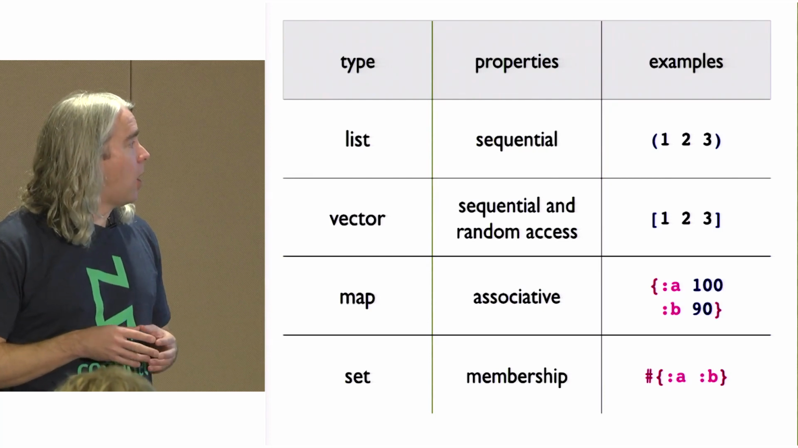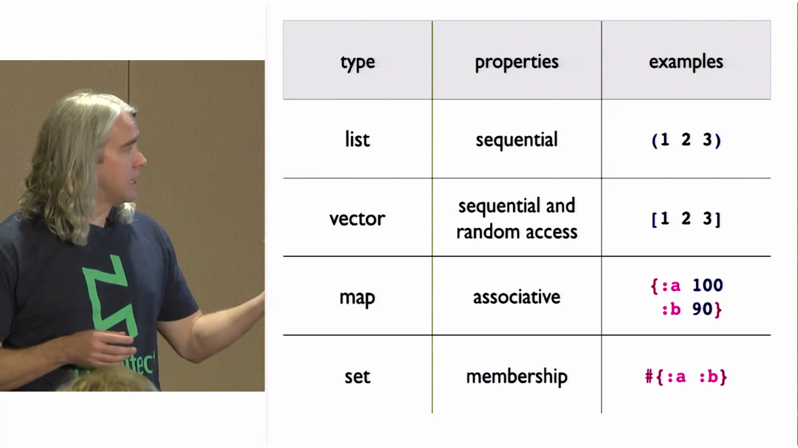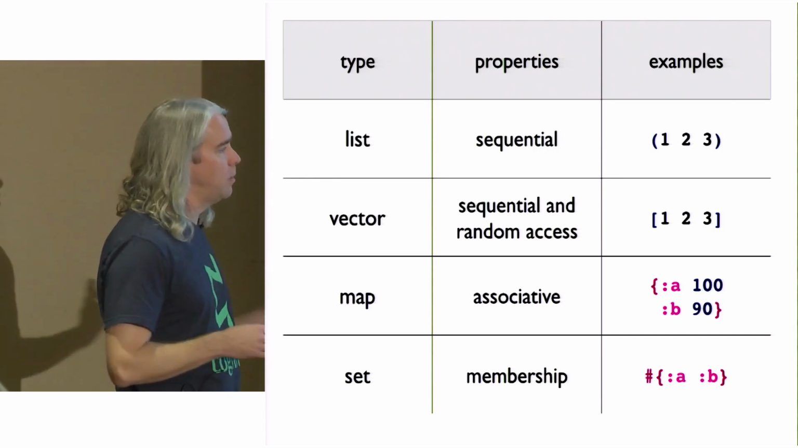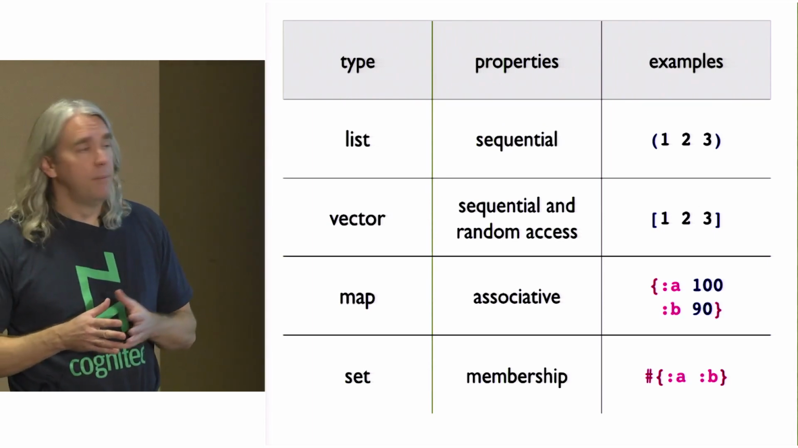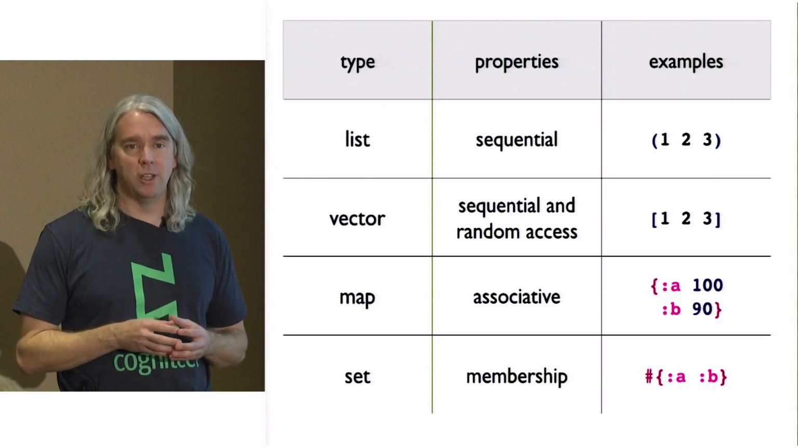And sets are a membership-based collection. So here is a set, and sets are in curly braces with the pound sign in front. Here's a set that contains the keyword A and the keyword B. A couple of other things to notice here. Commas are white space. So they're not shown anywhere in this notation.